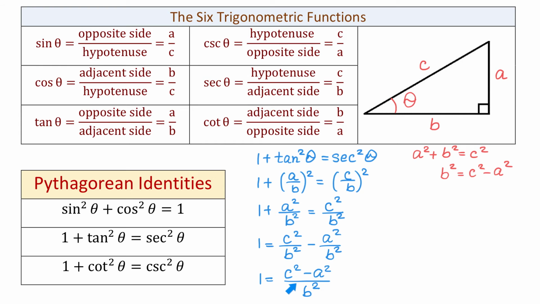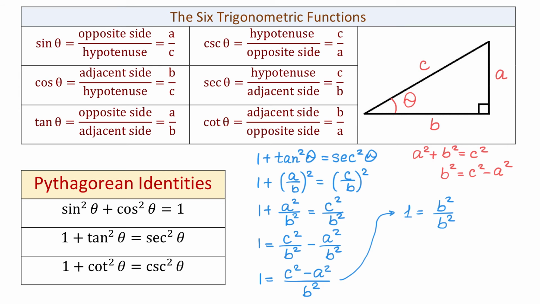Now in this expression, we can replace c squared minus a squared with b squared. Then we will have that 1 equals b squared over b squared. And b squared divided by b squared is indeed equal to 1. So we just verified that 1 plus tangent squared of theta equals secant squared of theta.